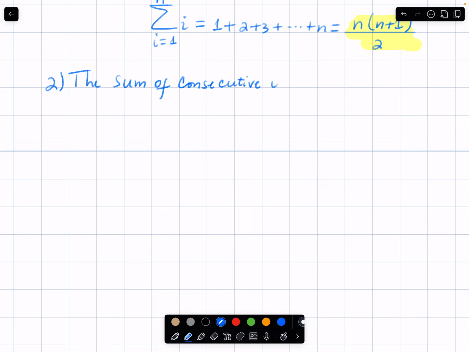Consecutive integers. And writing on the iPad isn't making it easier either. But we'll try. I'll make sure that you can read it.